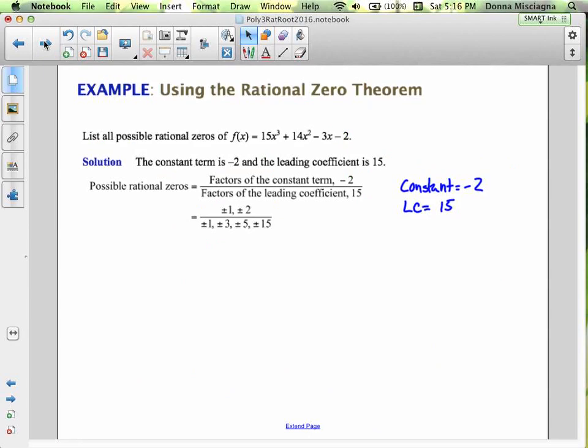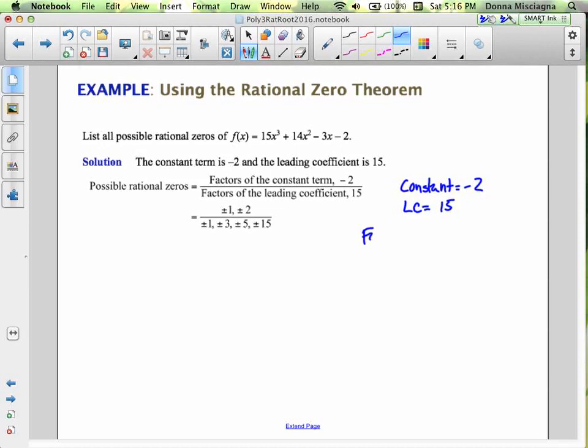All right, we're going to use the rational root theorem, and we want to find the zeros, the solutions, of 5x cubed plus 14x squared minus 3x minus 2. All right, so our constant term is 2. Leading coefficient is 15. All right, so factors of 2, negative 2, are, I'll write it down here.